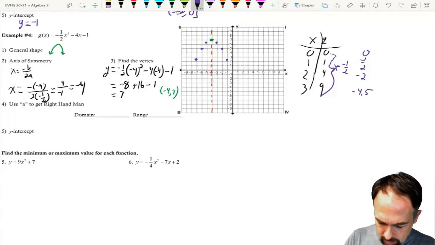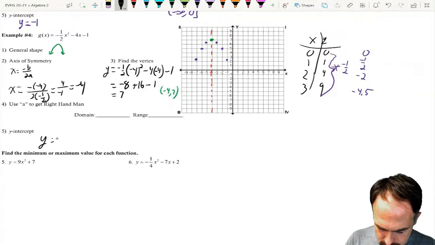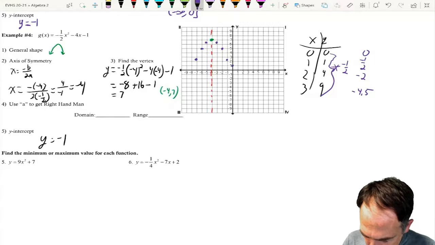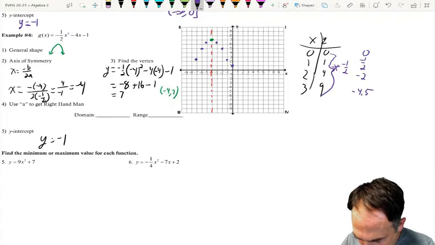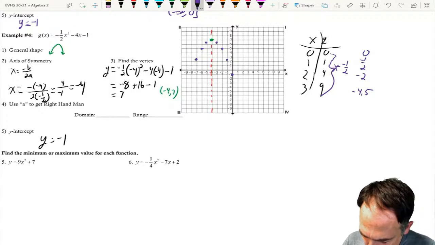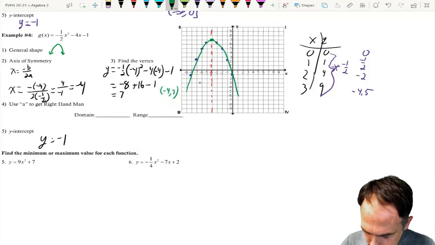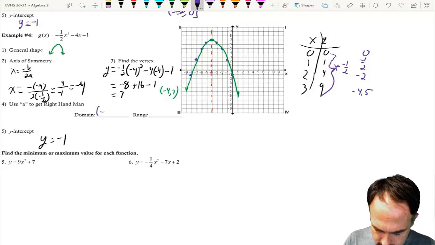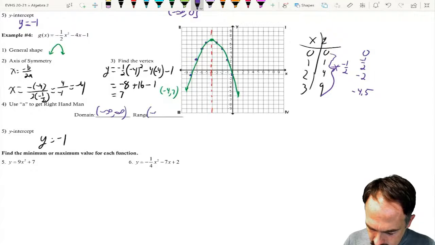And I'm going to go ahead and get my y-intercept. Y equals negative 1, so that's going to happen here. Let's go ahead and reflect that over to there. Here's my graph. Domain is negative infinity to infinity. And my range is negative infinity to the top value, which is 7.